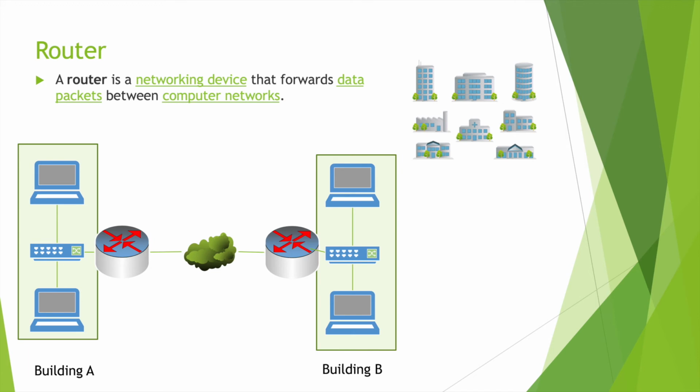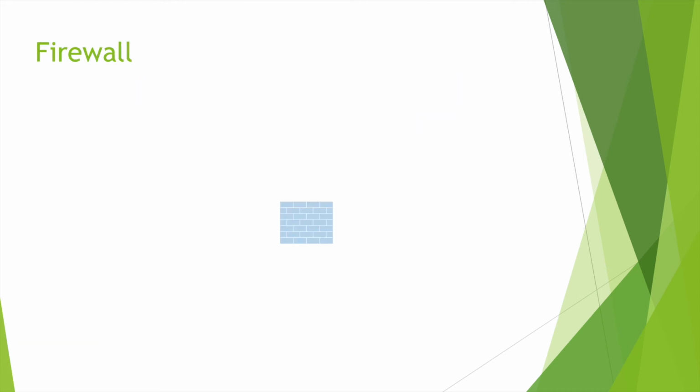So if you have multiple buildings, they need to communicate, they need to send information from one building to another. All of them need to have a router because they are on different networks. So next is firewall.